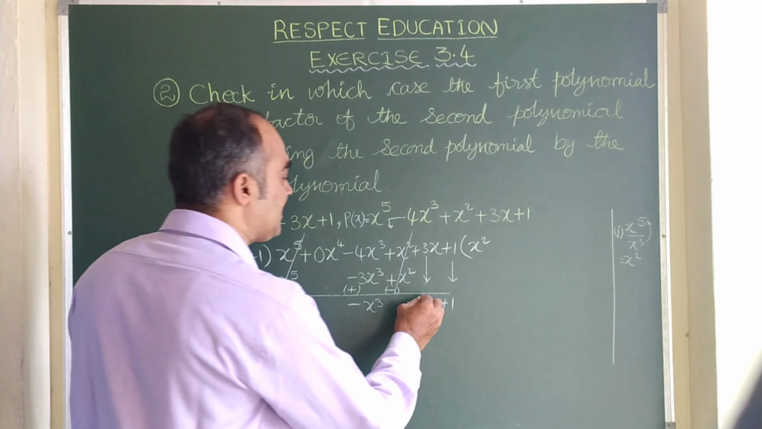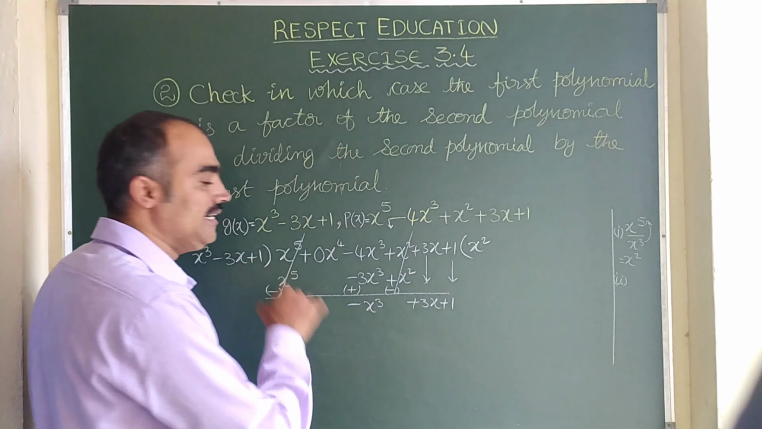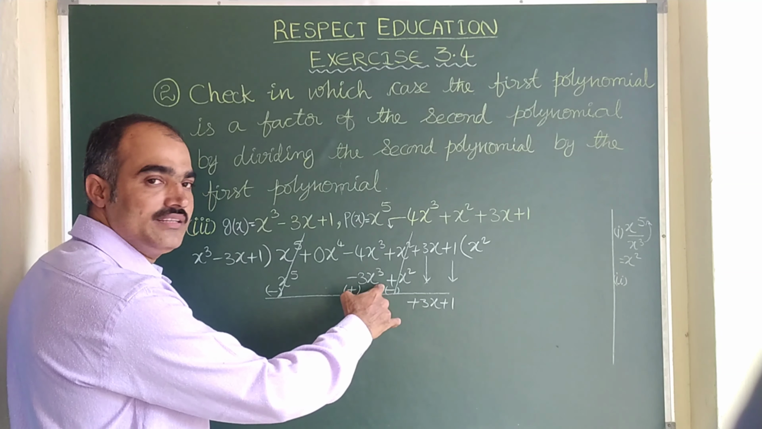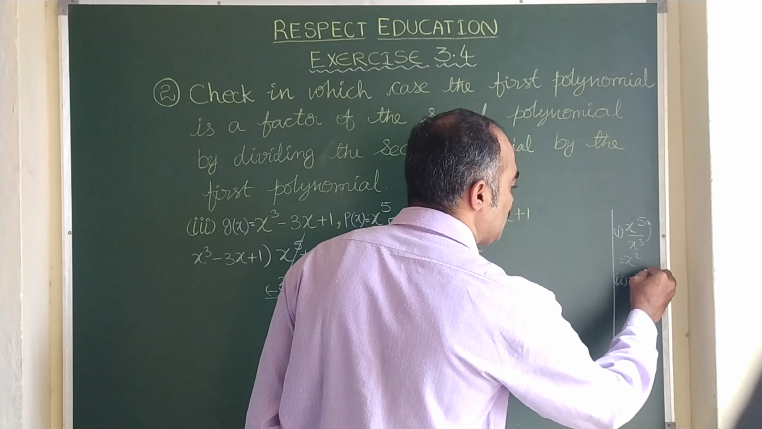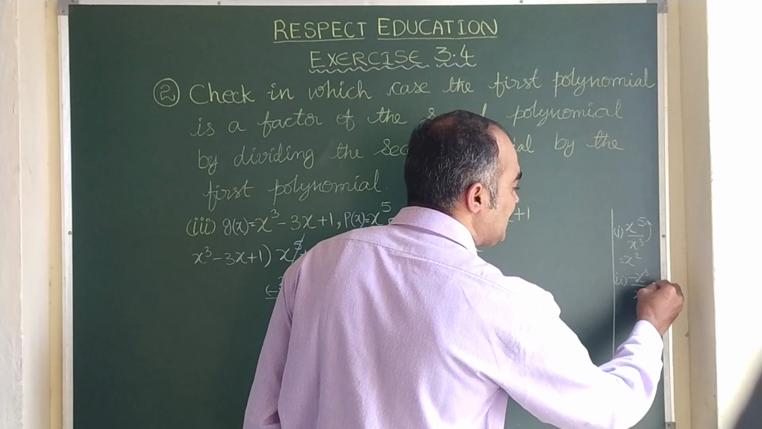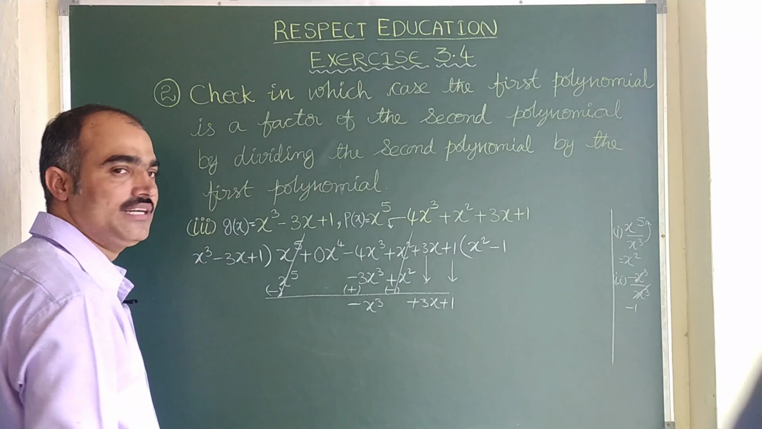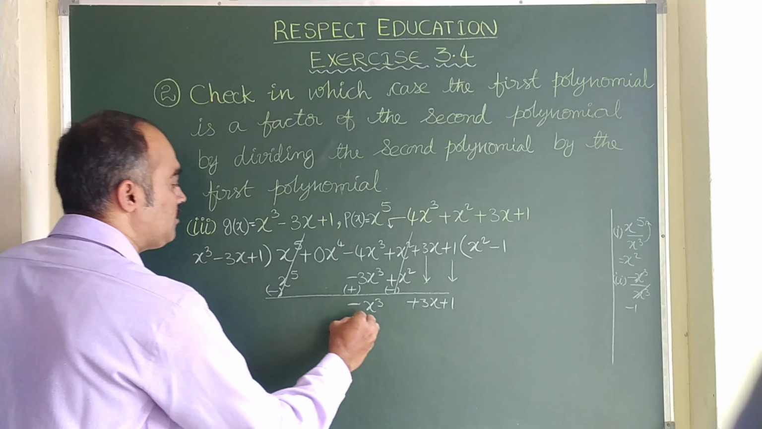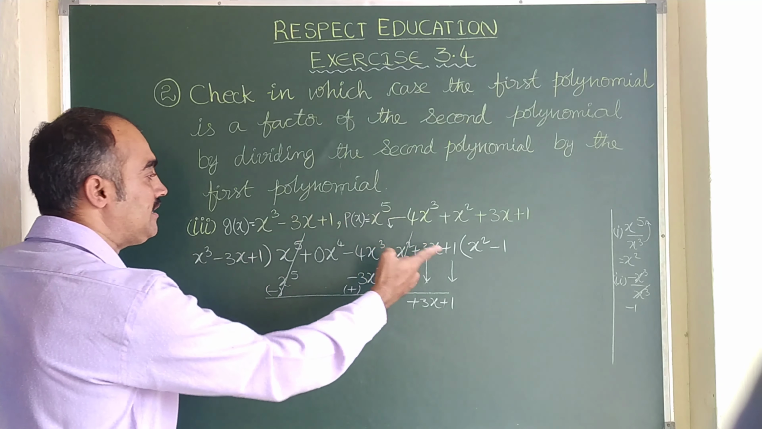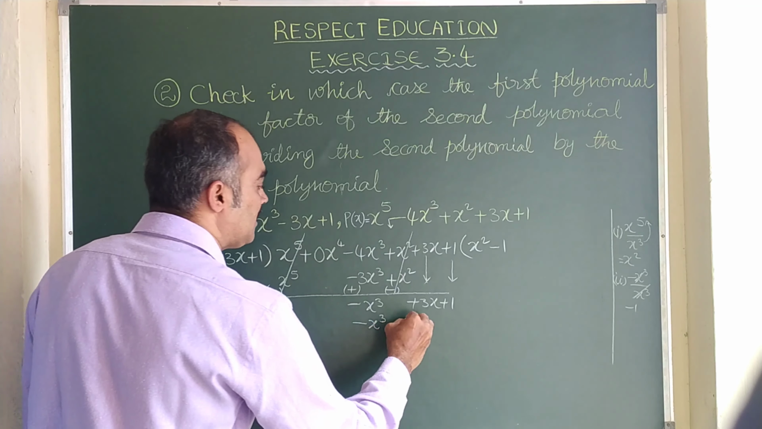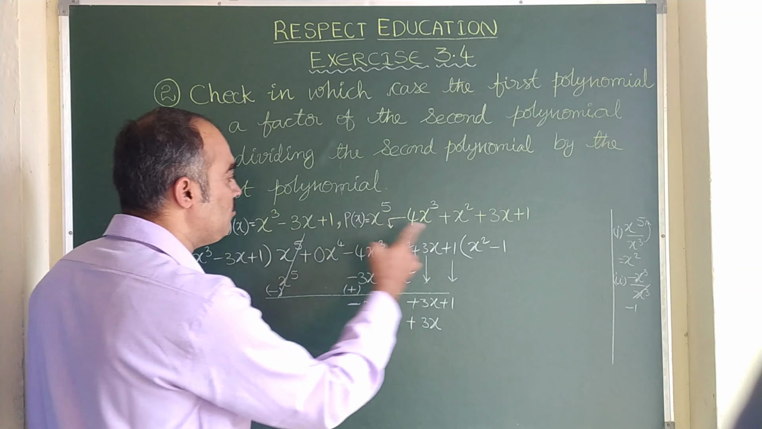Now we are finding the second term of q of x. The second term is, at this stage, the first term of the dividend, that is minus x cube, by the first term of the divisor, that is plus x cube. So we can write minus x cube by plus x cube. Both get cancelled, you will get minus 1. So let us write minus 1. With this minus 1, we multiply each and every term. Minus 1 into x cube is minus x cube. Minus 1 into minus 3x, minus into minus is plus, so it is plus 3x. Plus 1 into minus 1, plus into minus is minus.